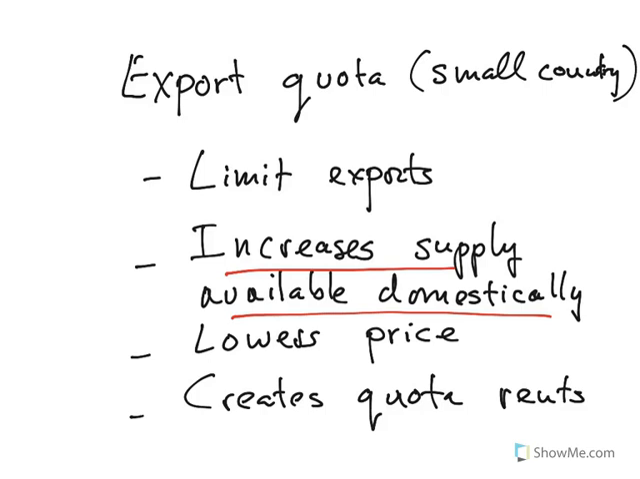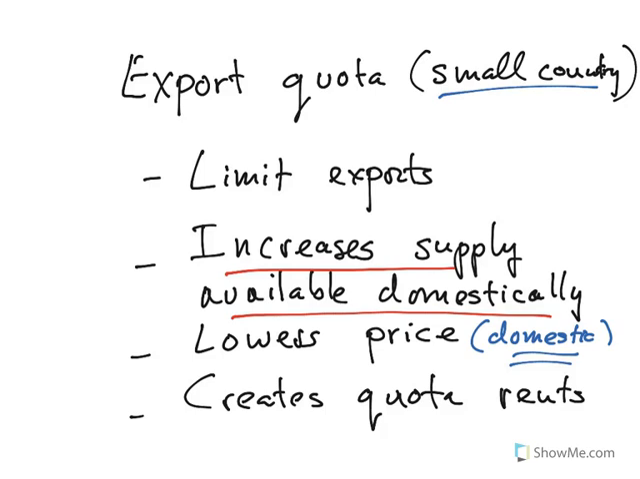a supply curve. So because you've had more of this available domestically, it lowers the domestic price. And I should really emphasize that it's the domestic price that changes, because you're not changing the international price because it's a small country.